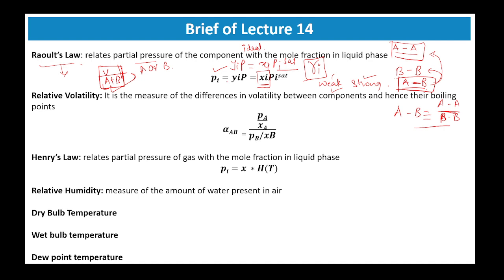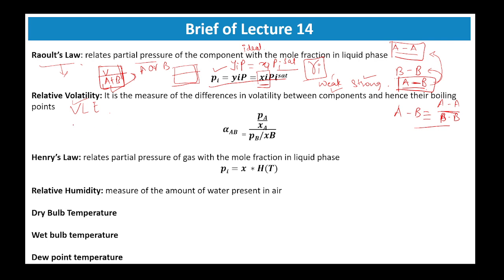So this is all about what type of equilibrium can exist when you keep any mixture of liquid in a closed system. What will be the mole fraction, or what will be the composition in each of the phases. Now, relative volatility. This is another terminology which is used for vapor liquid equilibrium.